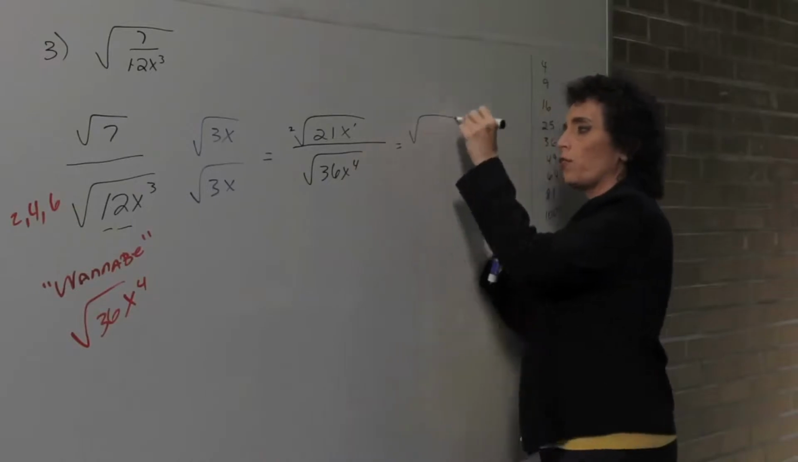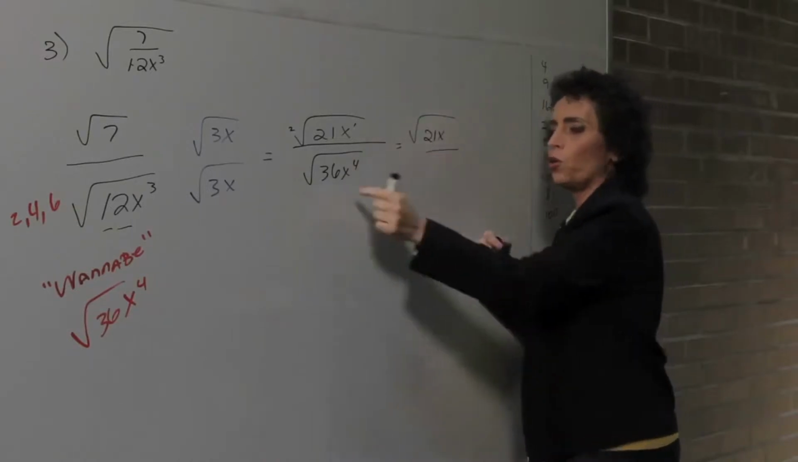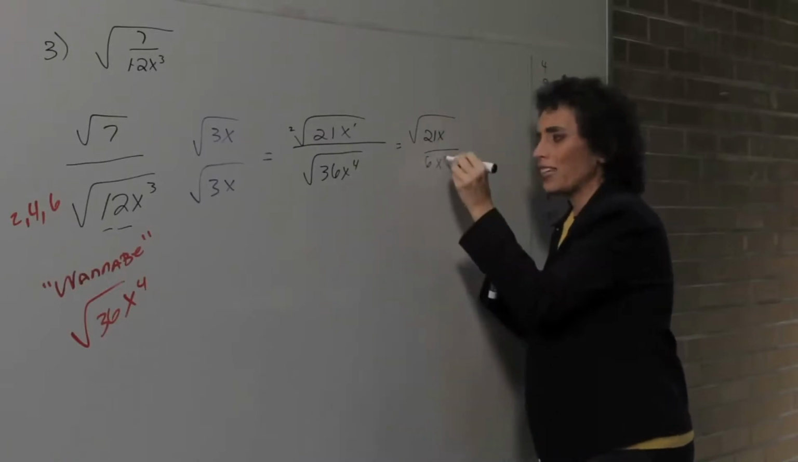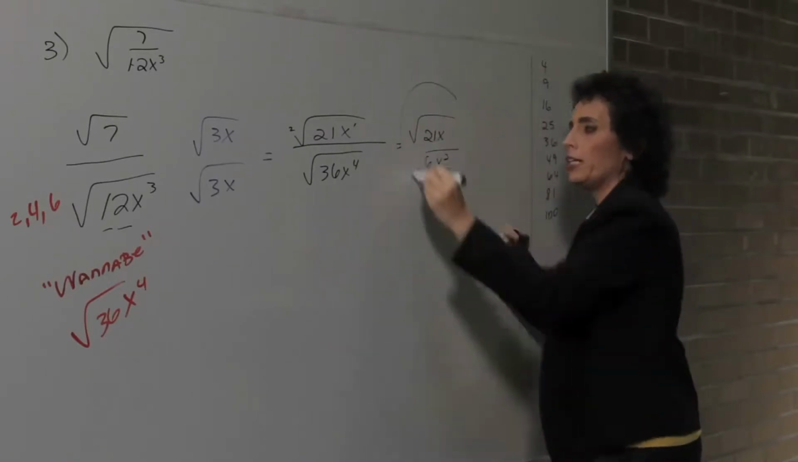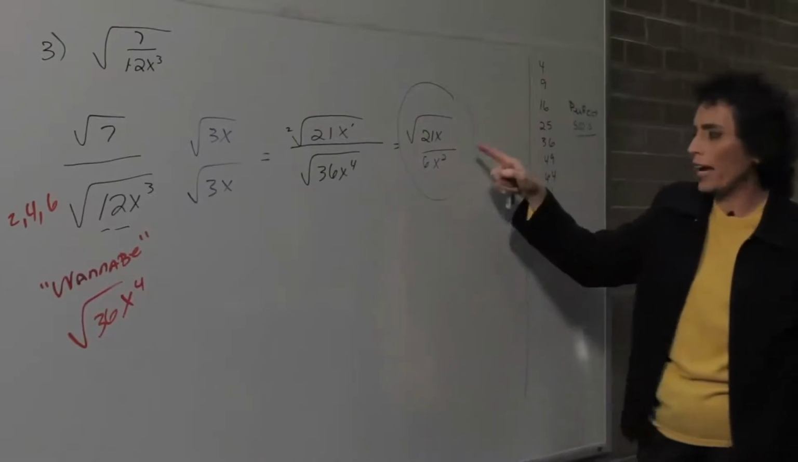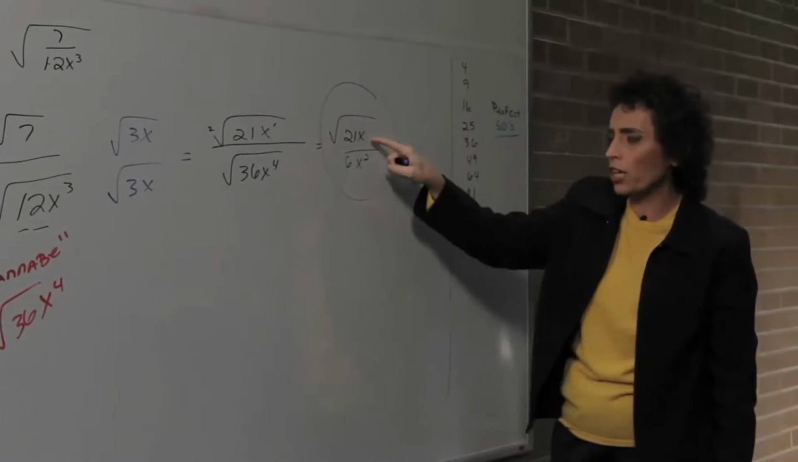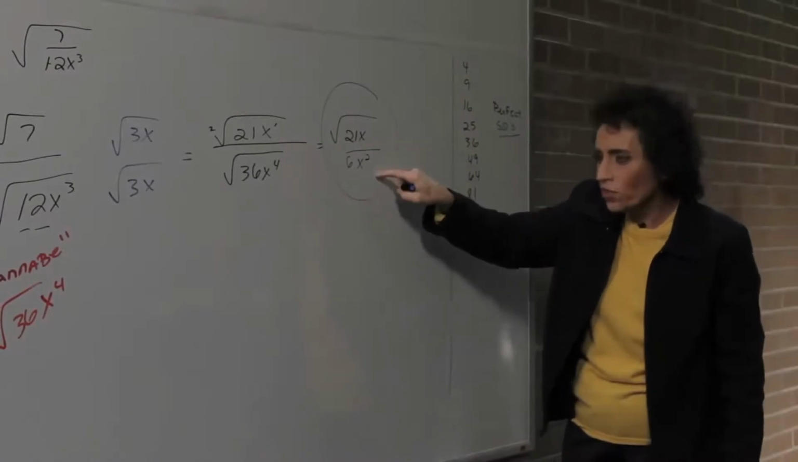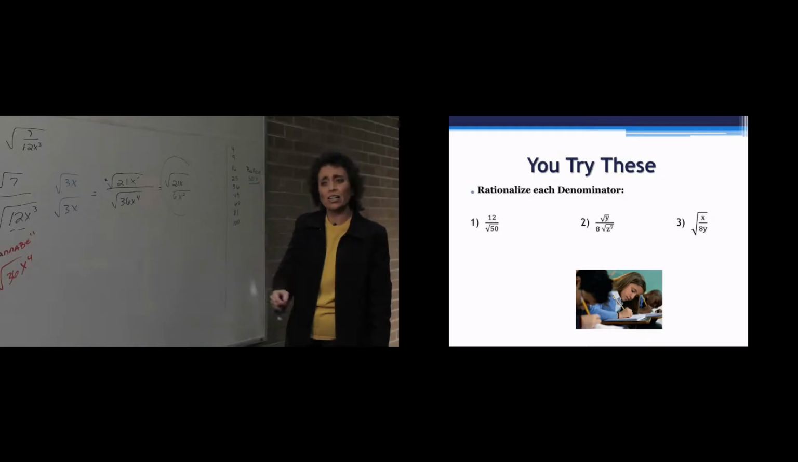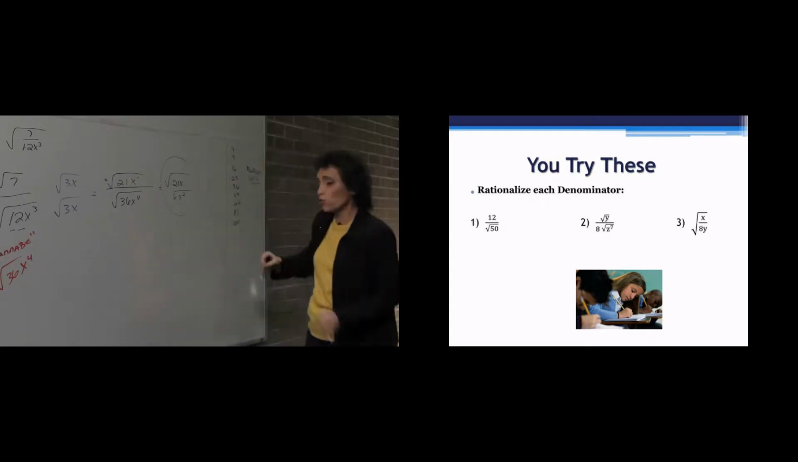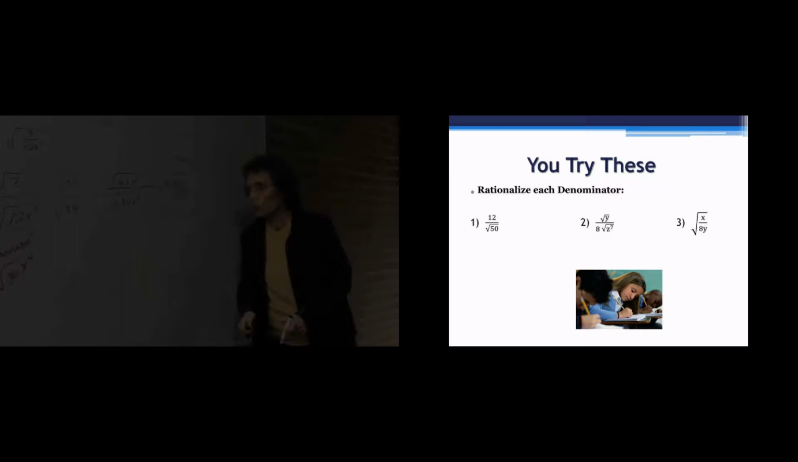So this is the square root of 21x all over. Square root of 36 is 6. Square root of x to the fourth is x squared. And you're done. So it's the square root of 21x over 6x squared. Beautiful. You cannot reduce this because one's an inside, one's an outside. So you are done. There are 3 for you to try. All right? So take a shot. Use the list. It's really helpful. And we'll come back and look at those.